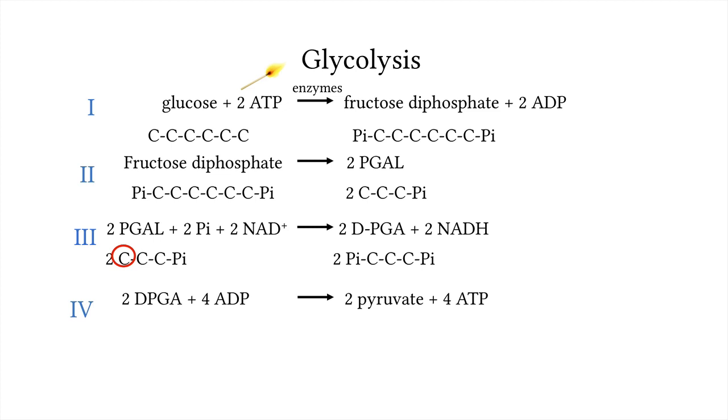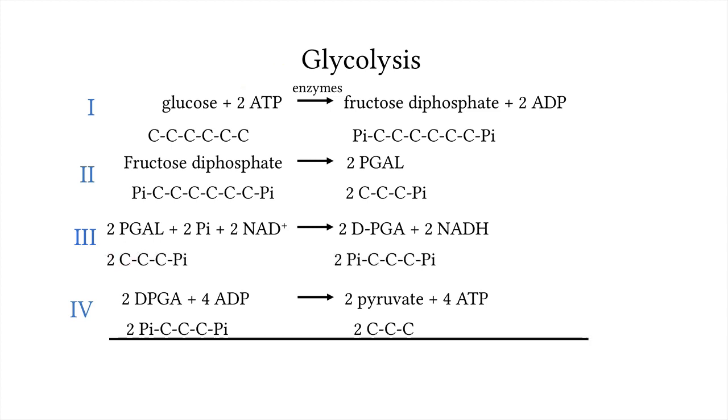There's one more step to glycolysis. In this step, the 2 DPGA molecules release their phosphates to make pyruvate, which is a short 3-carbon molecular chain. Those phosphates, 2 from each of the DPGA molecules, attach to 4 ADP molecules to form 4 ATP molecules.